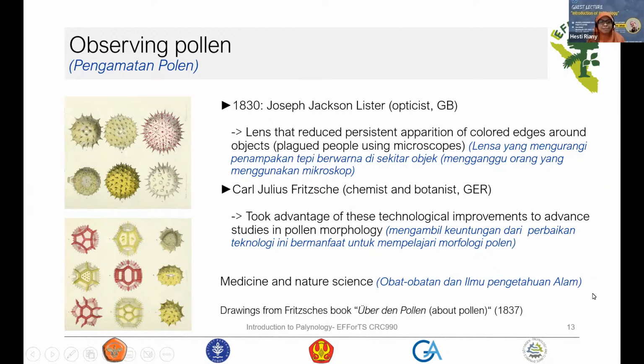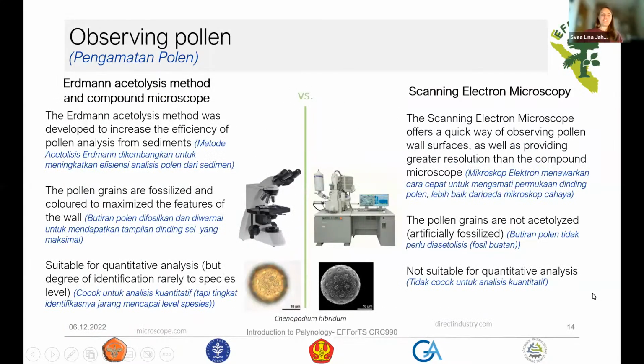Okay, thank you. So when we nowadays actually want to observe pollen, we on the one hand can use a compound microscope, so just a light microscope that you might actually know yourself, or a scanning electron microscope, which of course gives us a lot of detail of the outer wall surfaces. However, when we want to study pollen in a quantitative way, the scanning electron microscope might not be so suitable.